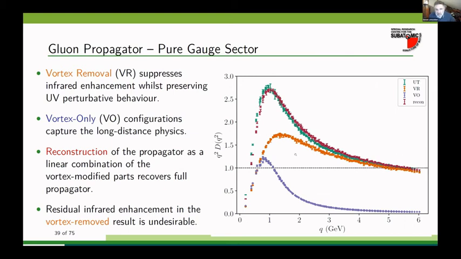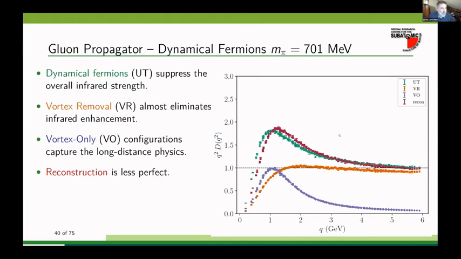And we used a linear combination of the vortex only and the vortex removed to try and reconstruct the propagator as best we could. And so look, there's some suppression in the vortex removed, but it wasn't that good. So I don't know, not such a successful model for separating out perturbative and non-perturbative physics.